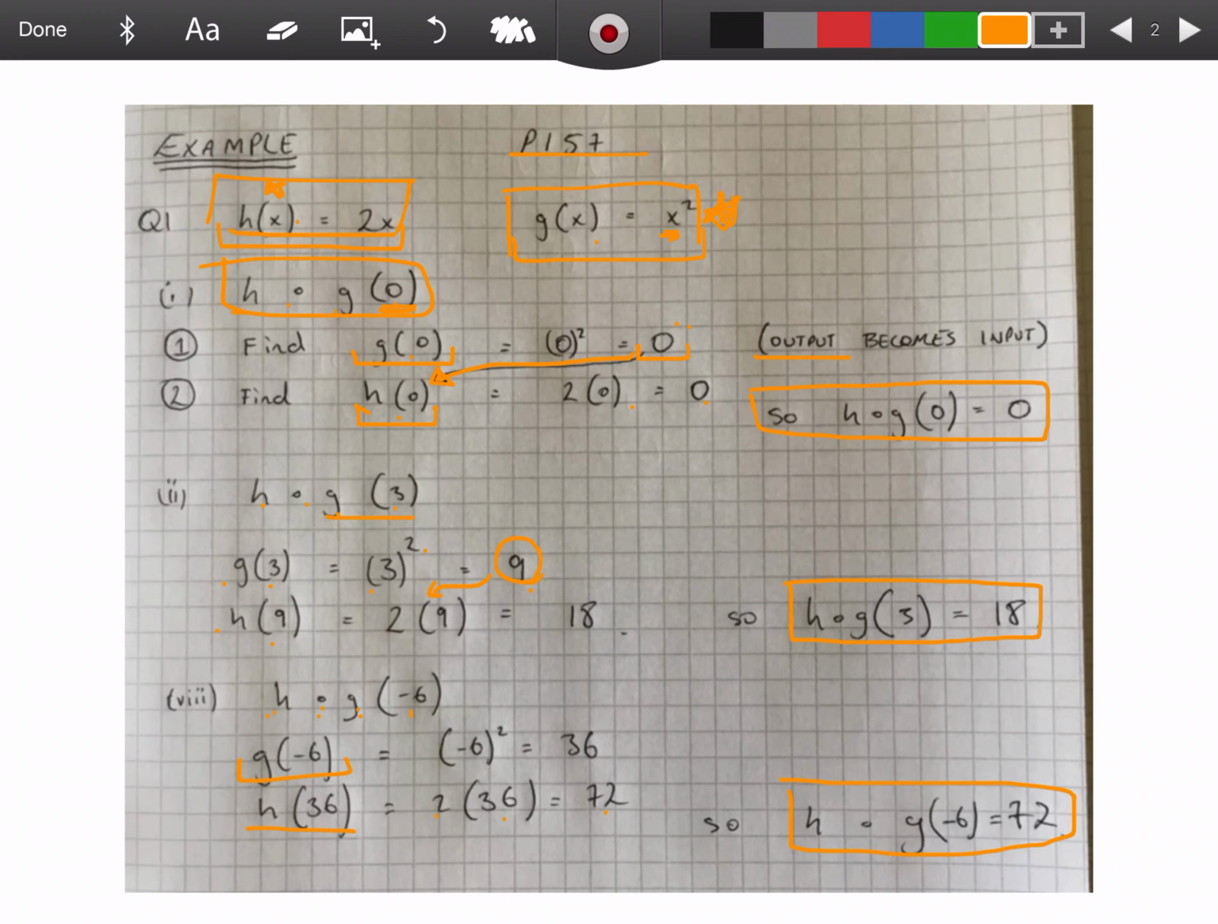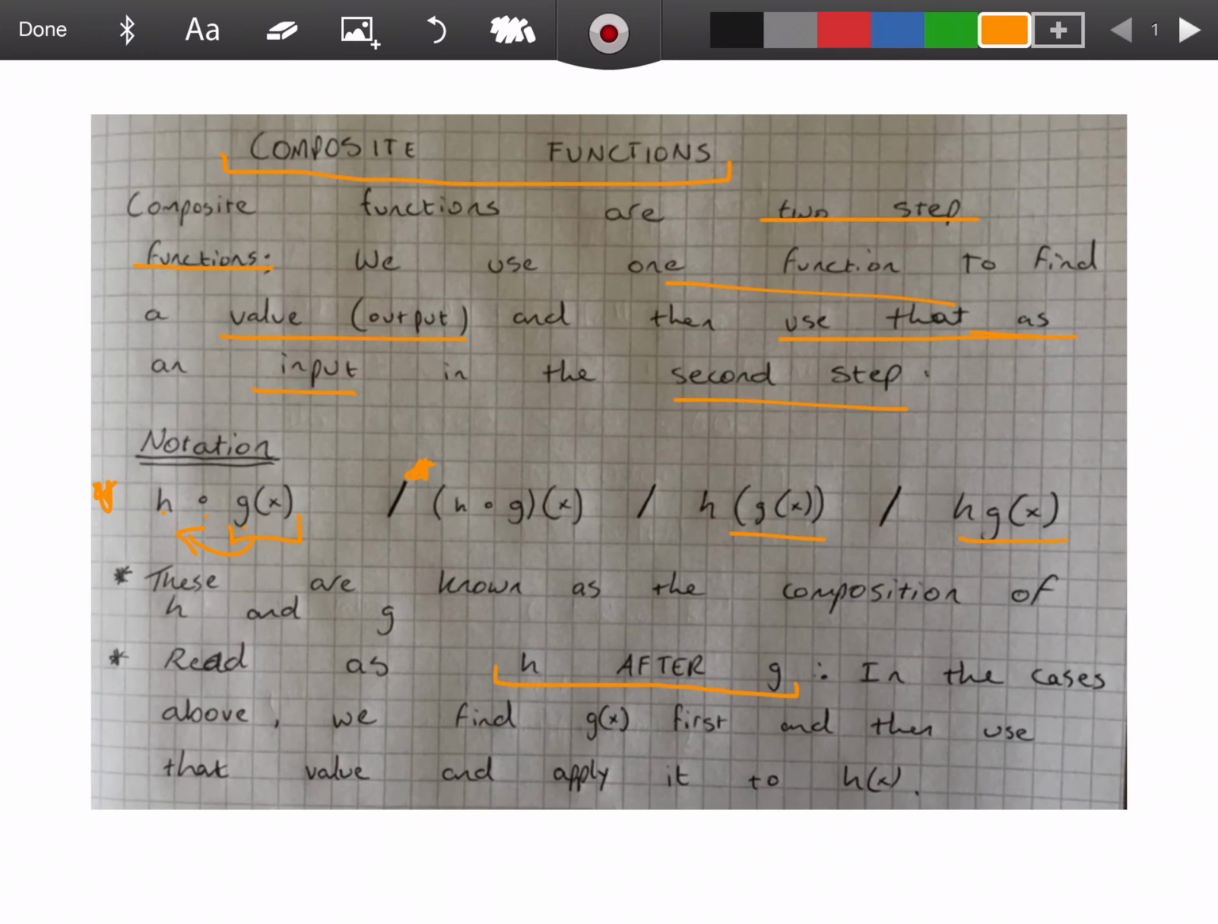Now the process is no different for any one of these. You're going to be given two functions like we have been in this question. You're going to have to use one, get the output, and pop it back into the second one to get your final answer. The notation might be different. I'm going to slide back to the first slide here. The notation might look like one of these four, as I've mentioned, but the process is no different.